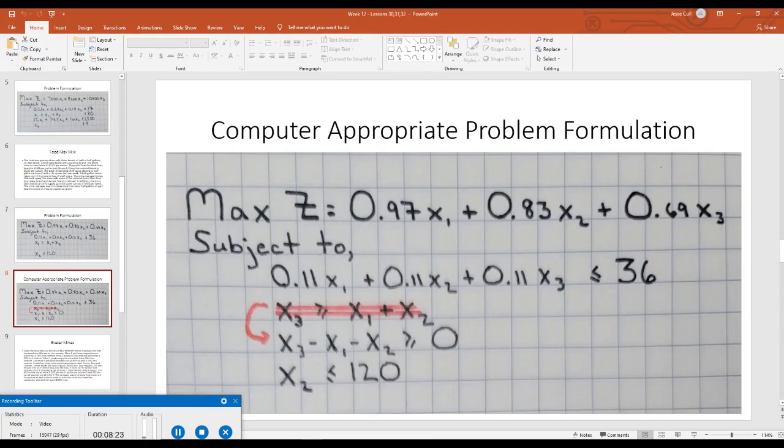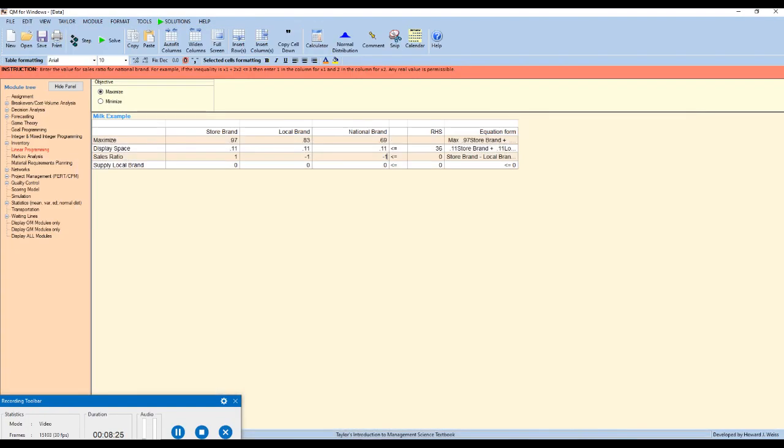That is greater than or equal to 0. So that's why we change it now. And the last one, local brand is right here. 1 must be less than or equal to 120.